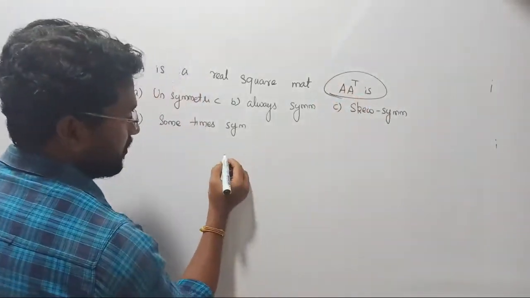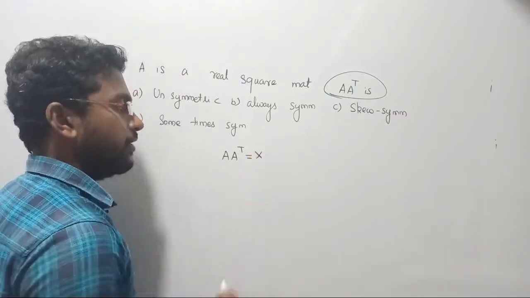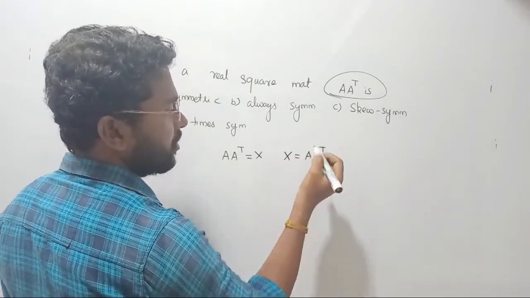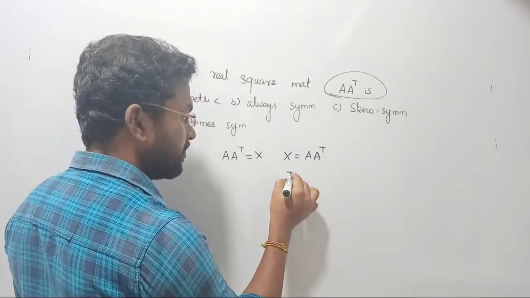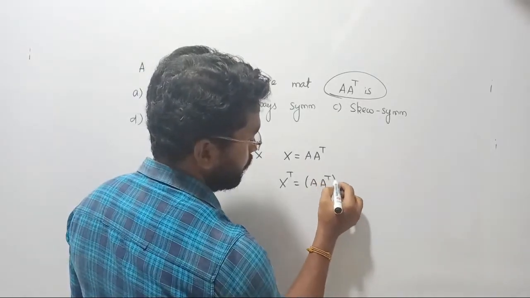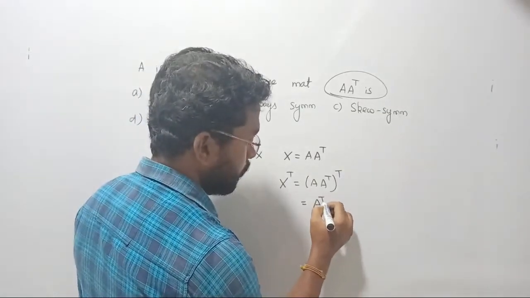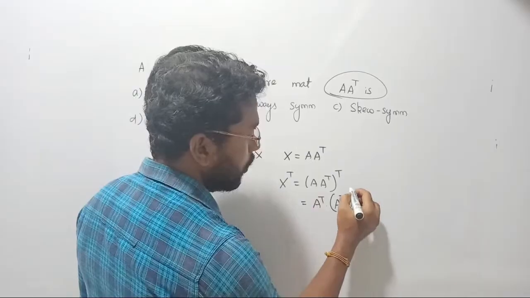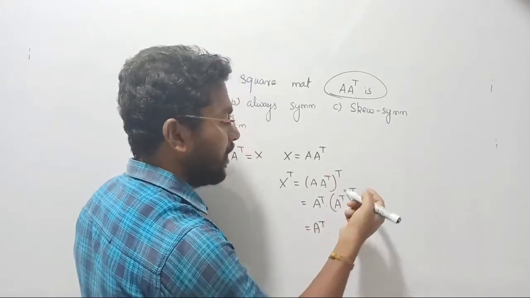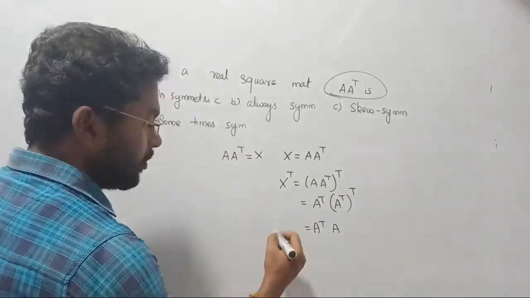See, just take this matrix A into A transpose. Let me call this one matrix X. Now matrix X equals A into A transpose. Now I would like to know the value of X transpose. X transpose is A A transpose whole transpose. It can be written like this: A transpose, whole transpose, dot A transpose. For a matrix that already has a transpose, if you take the transpose again, you are going to get A only. Is there any change? No, right?